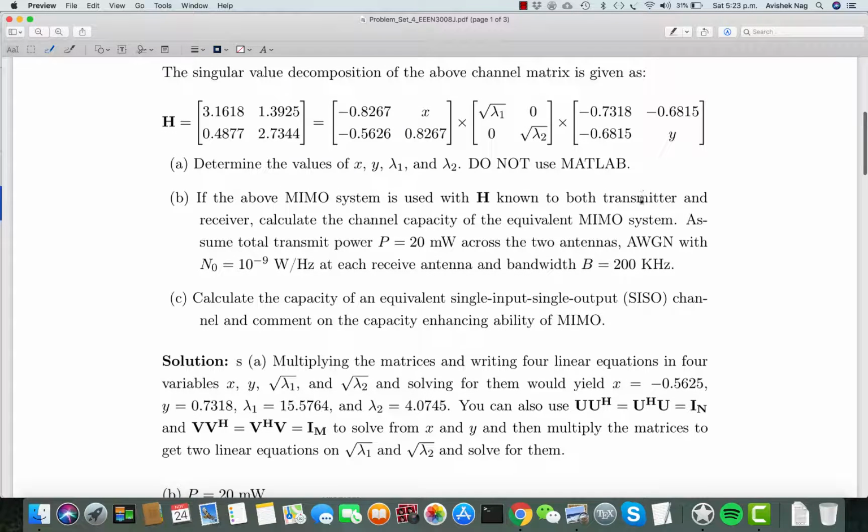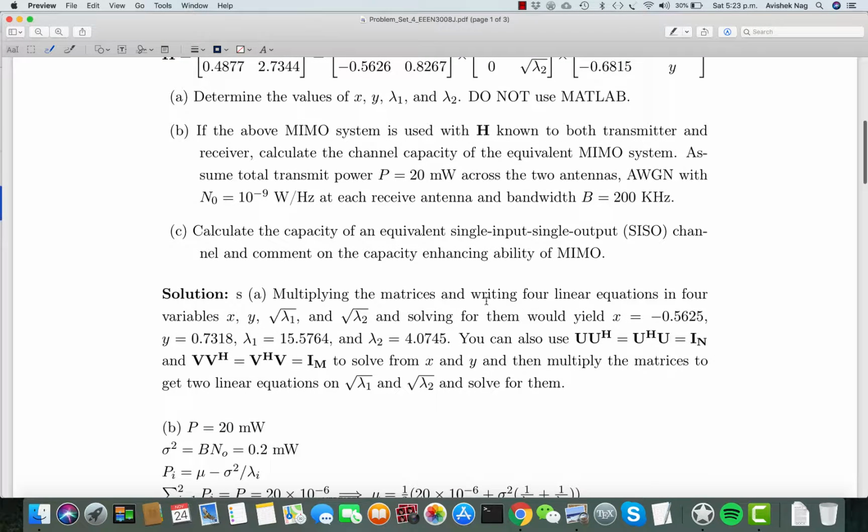So for the first part, you can do two things. You can just multiply these three matrices, and you will equate each of the elements of the multiplied matrix with the elements of the actual H matrix. In that way, you will have four equations in four variables, x, y, lambda 1 and lambda 2, so you can solve the four equations and get their values.